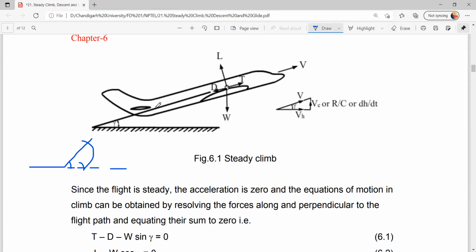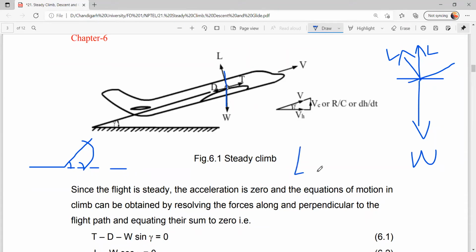Okay, climb. Always weight will be acting perpendicular to the flat surface. So W will be acting downward, perfectly downward. But lift is not going to act perpendicularly up, since we are not flying in the cruise level. We are flying in an inclined manner. So obviously lift will be acting perpendicular to the free stream velocity, or we can say the flight path. Okay. So lift is perpendicular to the flight path, not along with the weight.